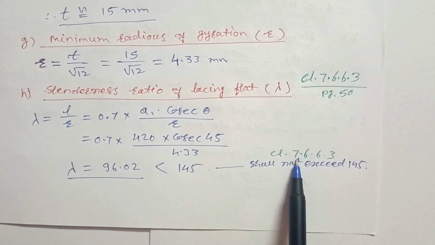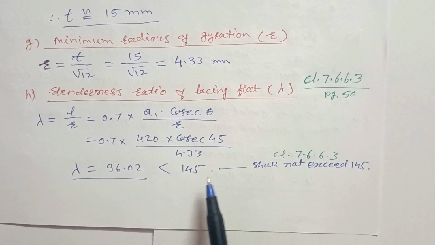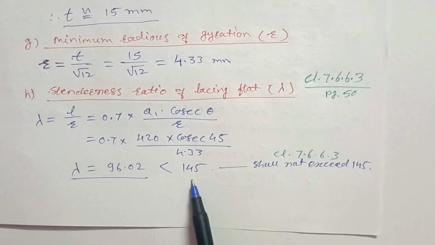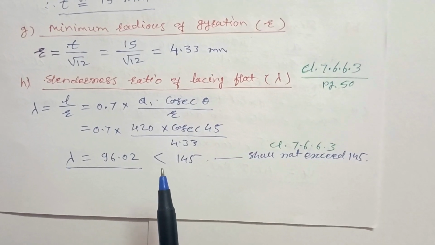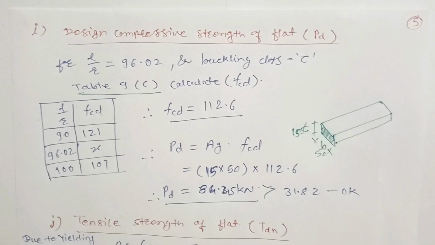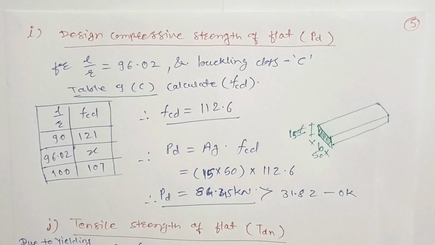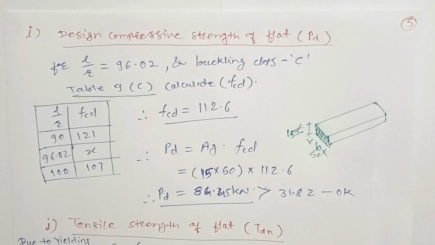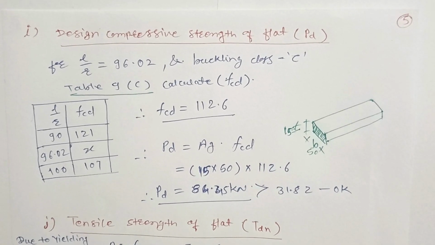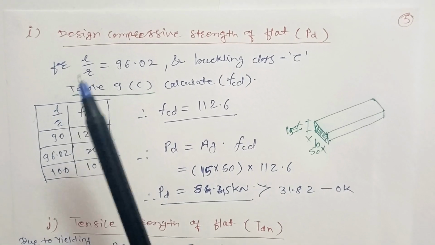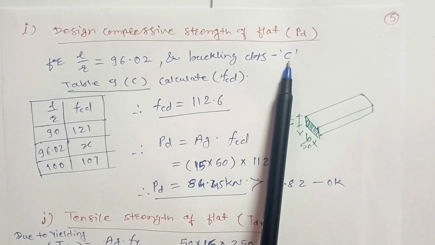And in clause number 7.6.6.3, it is clearly mentioned that the slenderness ratio should not be greater than 145. The calculated value is less than that, so it is okay. After the calculation of thickness, width and length of the lacing flat, we have to determine the design compressive strength of the flat, that is PD. We have earlier calculated the effective slenderness ratio also, 96.02, and the buckling class for the channel section is C.